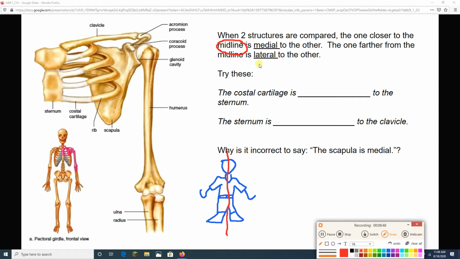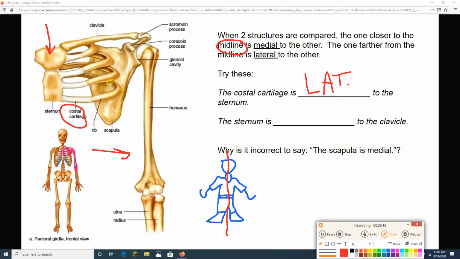All right, let's do one here, okay? If we look at this picture here, here is the breastbone, the sternum, which sits right in your chest, so you can find your sternum. And right here is the costal cartilage. Now, the costal cartilage, well, it is more to the outside than the sternum. So the costal cartilage would be lateral to the sternum.